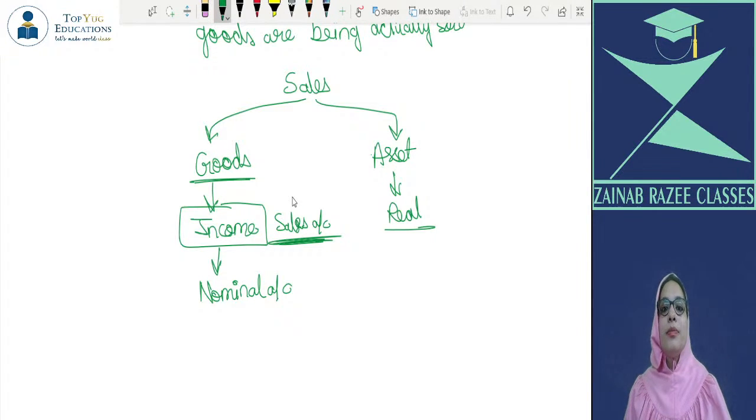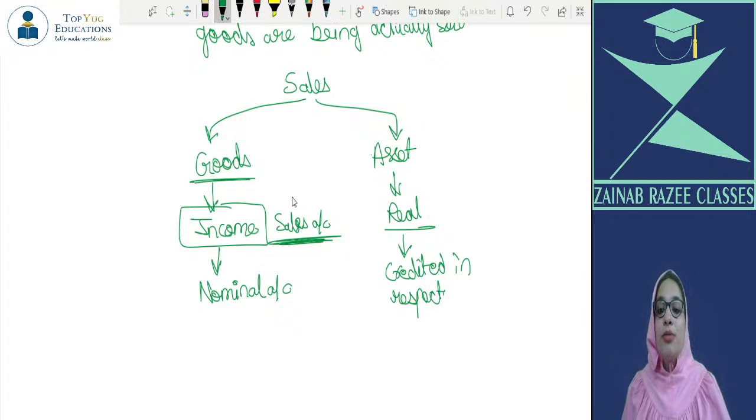Credit what goes out. And it is credited in the respective asset account only. But in the case of goods, you will never open a goods account. Never. You will say purchase account, sale of goods, sale account. And sale is my income, a nominal account.